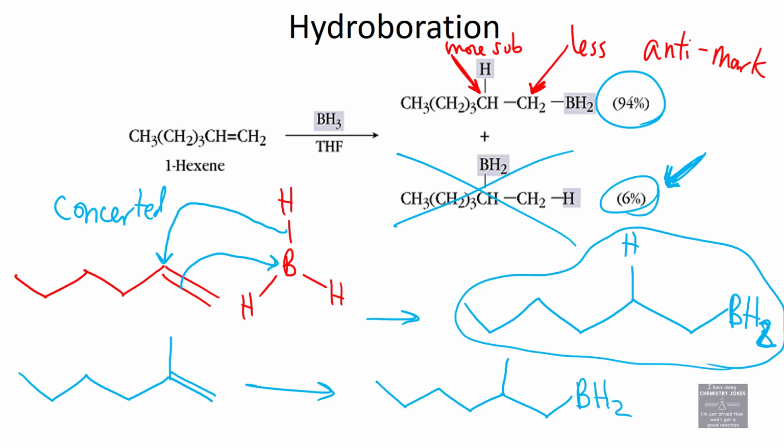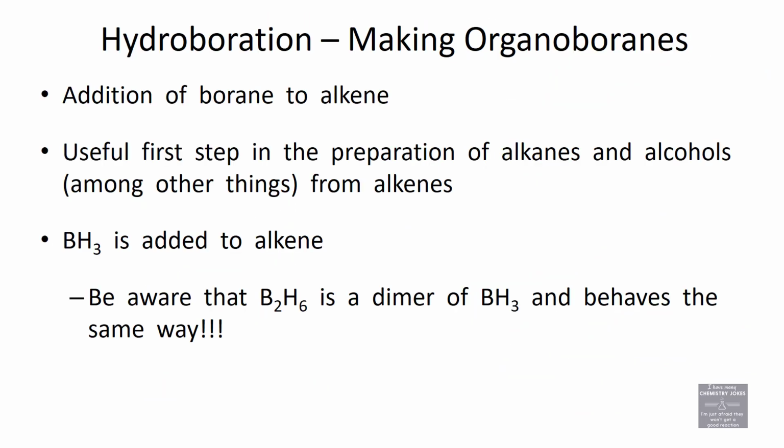Okay, this is called hydroboration. Hydroboration means making an organoborane. A few words about making an organoborane. It's addition of borane to an alkene. Borane, that's BH3. It could be an alkene or an alkyne, actually. The first step in preparation of alkanes and alcohols, among other things. Alcohols we will see momentarily.